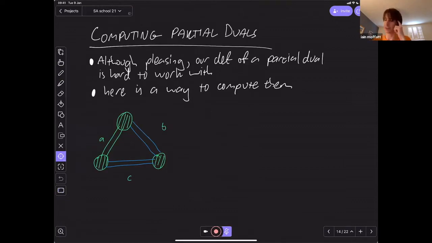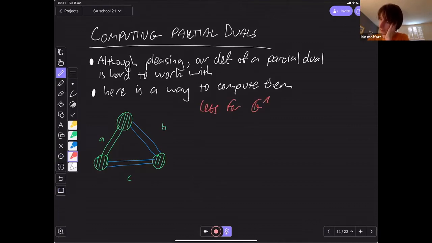So how on earth should I compute these? Well, you definitely don't want to be computing them in the way I said. Okay, so let's do this in an example. Let's form the partial dual with respect to this edge, little a, here.